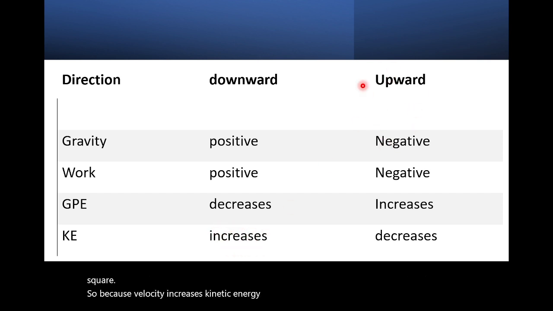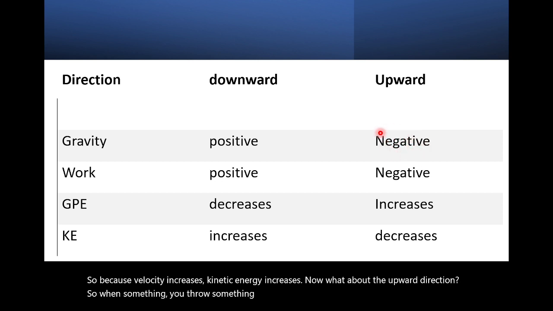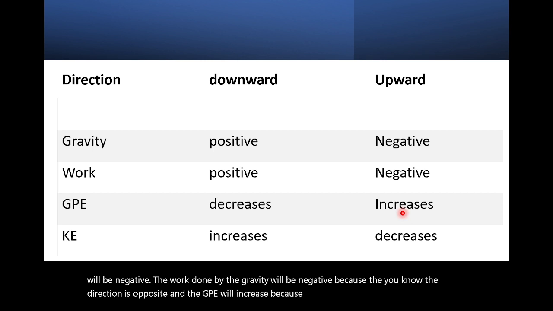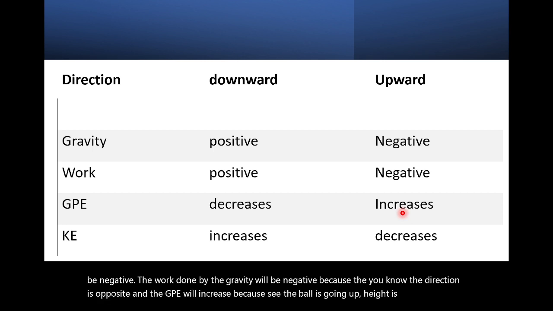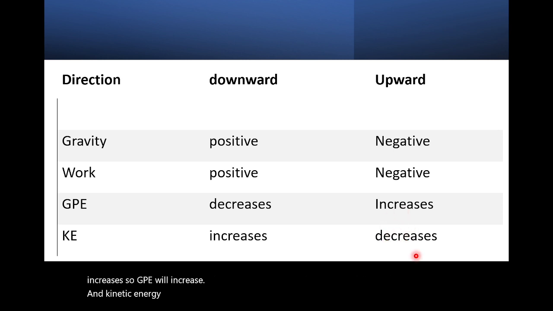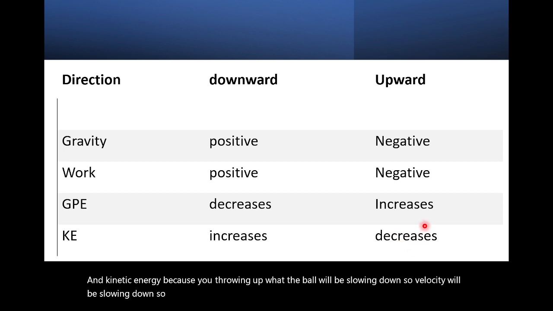Now, what about the upward direction? When you throw something upward, you throw a ball upward, the gravity will be negative. The work done by the gravity will be negative because the direction is opposite, and the GPE will increase because, see, the ball is going up, height is more, so GPE will increase. And kinetic energy, because you're throwing upward, the ball will be slowing down, so velocity will be slowing down, so the kinetic energy will decrease.